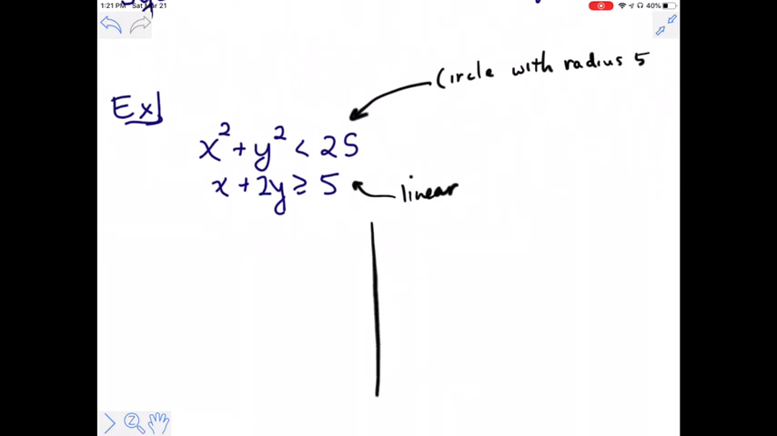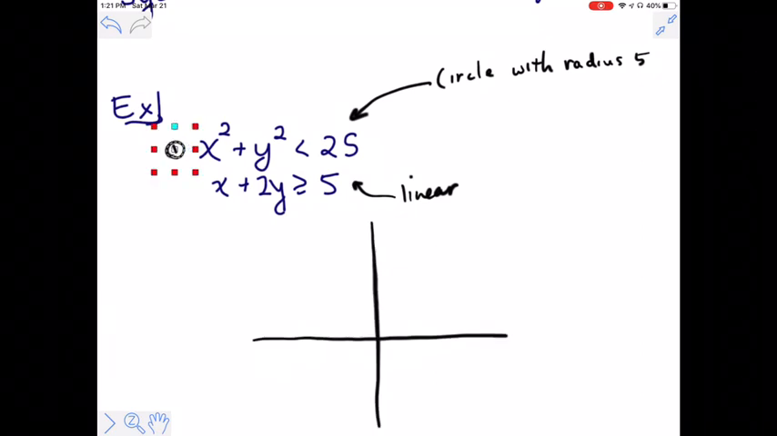Okay, so graphing. For that first inequality, it's a circle with a radius of 5. The center of the circle is at the origin, so I just need to go over 5 on each axis. And since it's just less than and not less than or equal to, it needs to be a dotted graph.